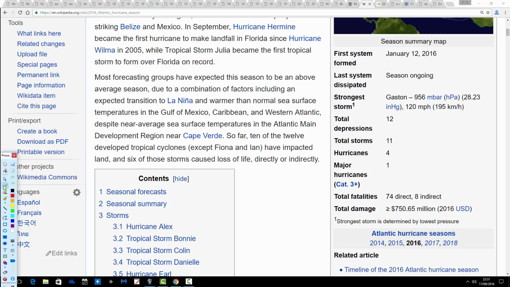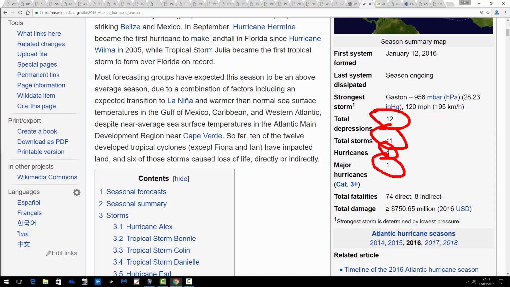This is the latest in terms of the 2016 hurricane season. We've had 12 depressions, 11 total storms, 4 hurricanes, and 1 major hurricane, that's category 3 or above. So things have moved a little bit compared to last week. I think last week's numbers were something like 9 for total depressions and 8 for total storms. The hurricane and major hurricane numbers haven't moved yet, but it looks like things are beginning to develop in the tropics. We'll keep an eye on that.